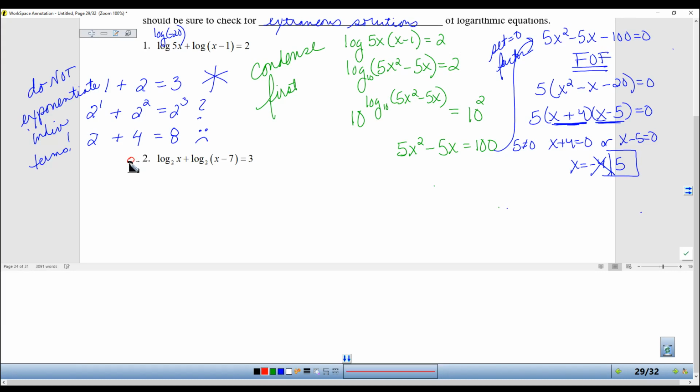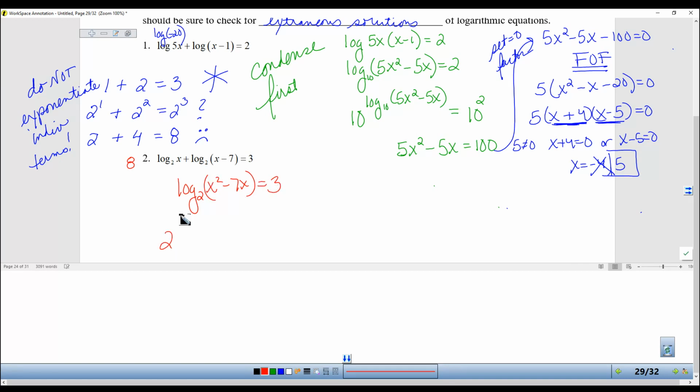All right, you might want to try this next one on your own. I will tell you that the answer is 8, but of course we'll do it together. So my first step is to condense log base 2 of x squared minus 7x is equal to 3.